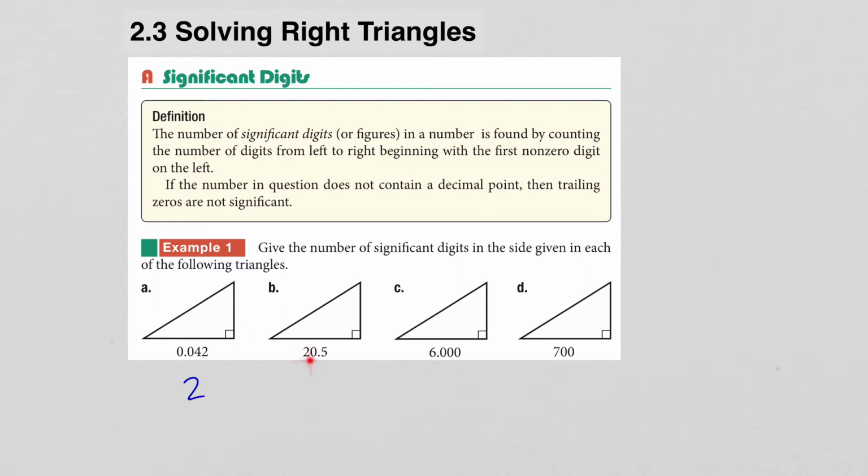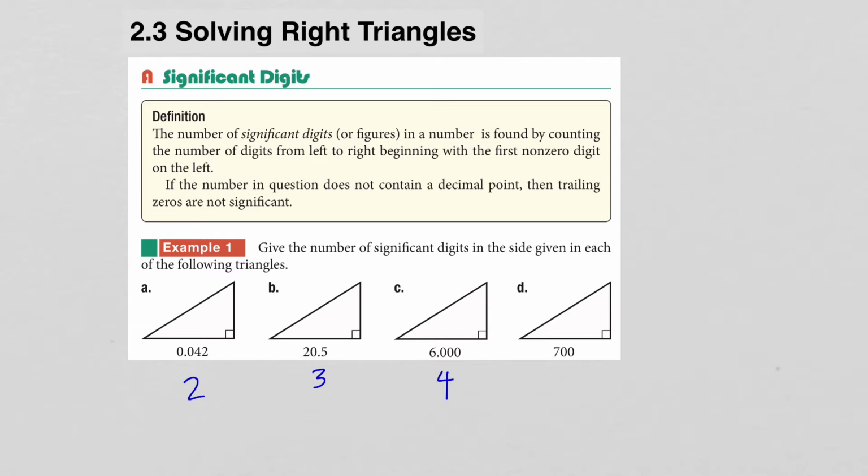The next number, 20.5, if we start counting at the first non-zero digit on the left, this number has 1, 2, 3 significant digits. The next number, 6.000, since it has a decimal point, we will count the first non-zero digit on the left and count all digits to the end. So this one has 4 significant digits.